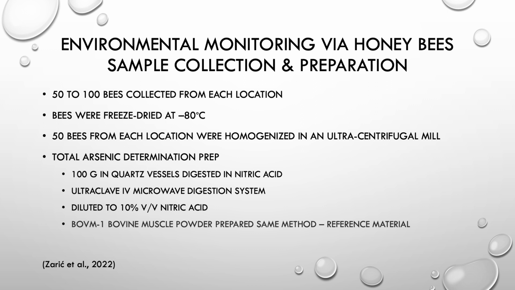They had to determine the total arsenic concentration first, and to determine the total concentration of arsenic, they took approximately 100 grams of the freeze-dried bees. They were carefully measured and placed into quartz vessels that were about 10 milliliters in volume each, and then nitric acid was added to them in order to digest the bees, and they were digested in an Ultraclave 4 microwave digestion system. After digestion, the solutions were diluted to 10% by volume of nitric acid. In addition to that, bovine muscle powder was prepared using the exact same method to use as a reference material.